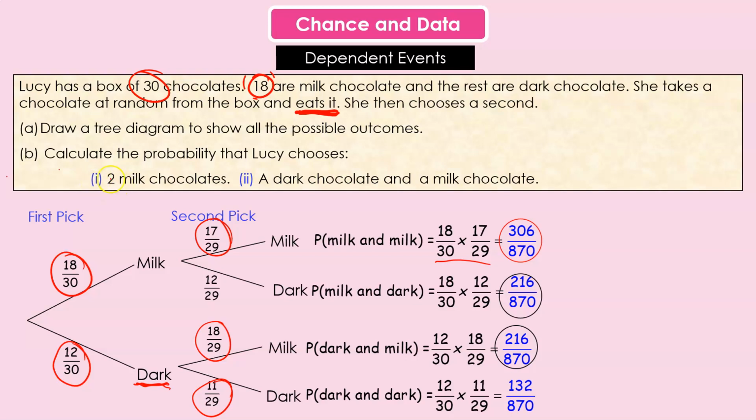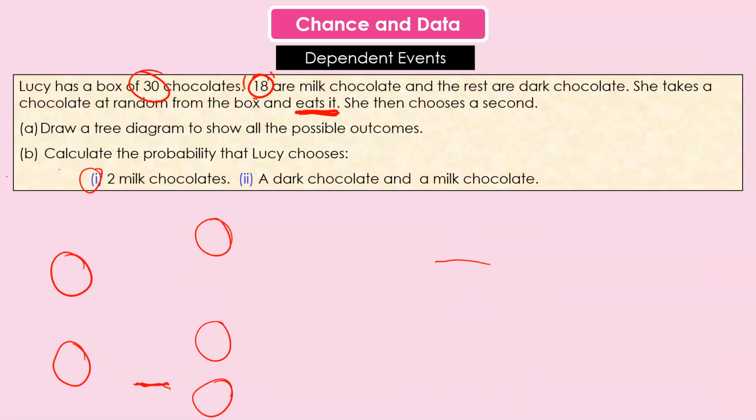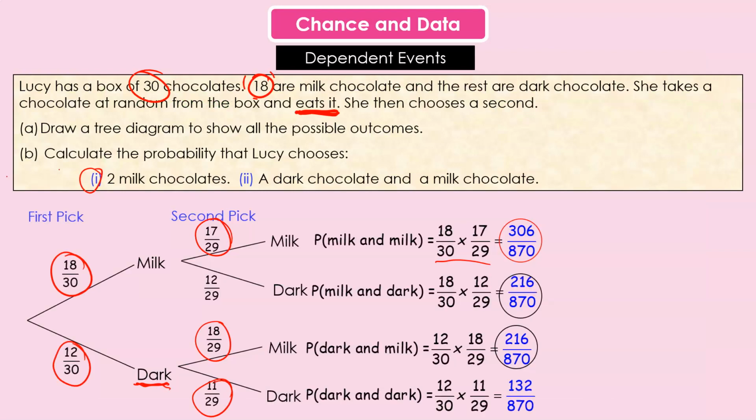So the question we've got here is, calculate the probability that Lucy chooses 2 milk. Okay, and that's the one for 2 milk. So the probability that Lucy chooses 2 milk is 306 over 870.